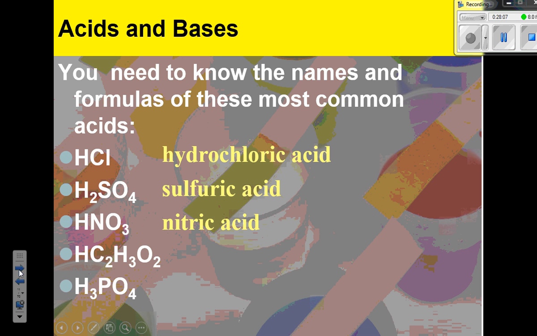This one's kind of freaky. This is the acetate ion right here. This is called acetic acid, and that's the same thing as vinegar. Every time I smell vinegar, I think of Easter eggs dying. What element is this? Phosphorus, which is phosphoric acid.